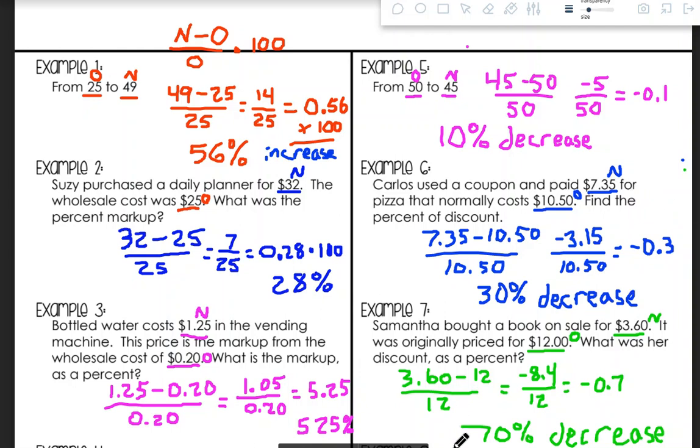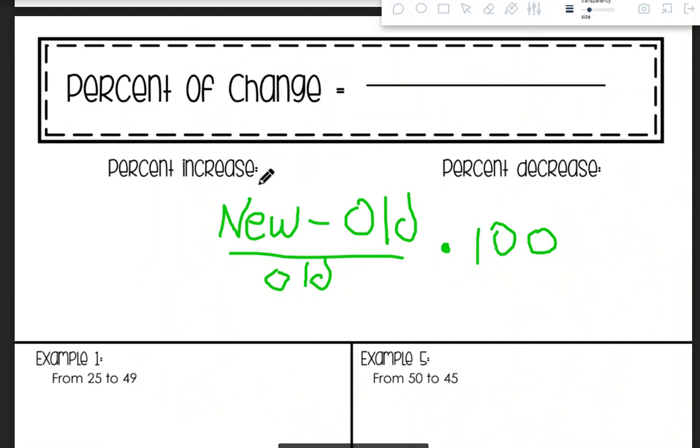All right, there's one more example for percent decrease. It's down here, example number 8. Go ahead, try that on your own. Get it checked by a teacher when you're done. All right, and don't forget, percent of change, new minus old divided by old, and then we times by 100. All right? All right, so that's how we do percent of change.